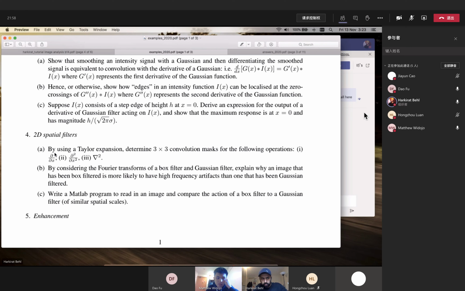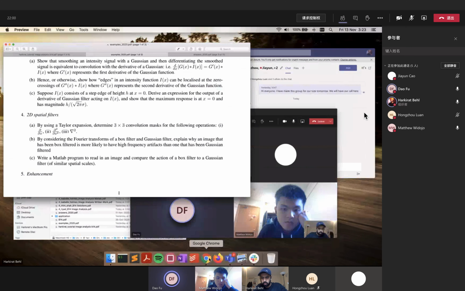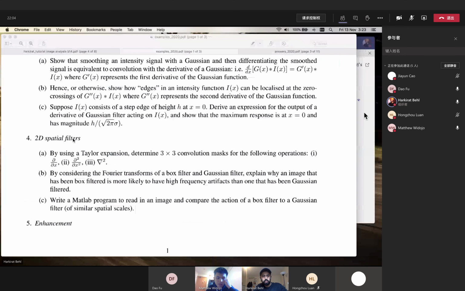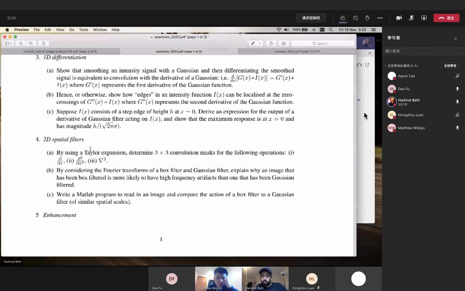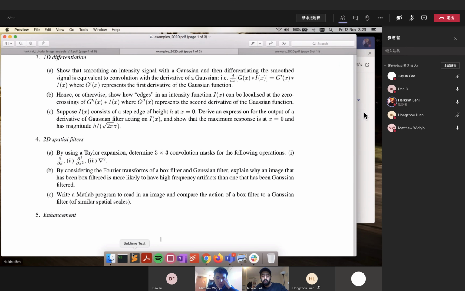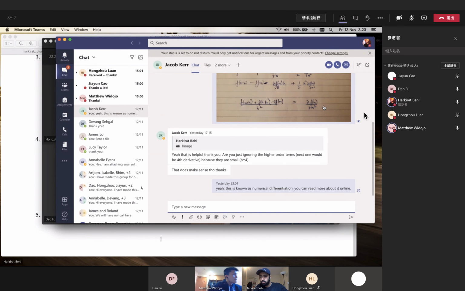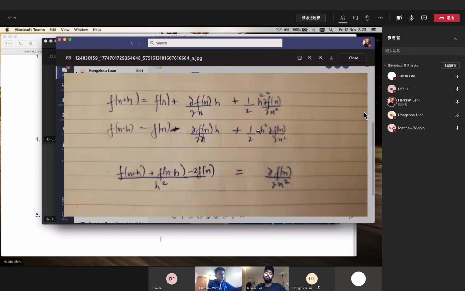I think all of you were able to solve it. Yeah, I think all of you solved it. But still have a look. By using a Taylor expansion, determine 3 by 3 convolution masks for the following operations. Give me a second. I don't have it here, but yes, I sent it to somebody. So this is how you do it.